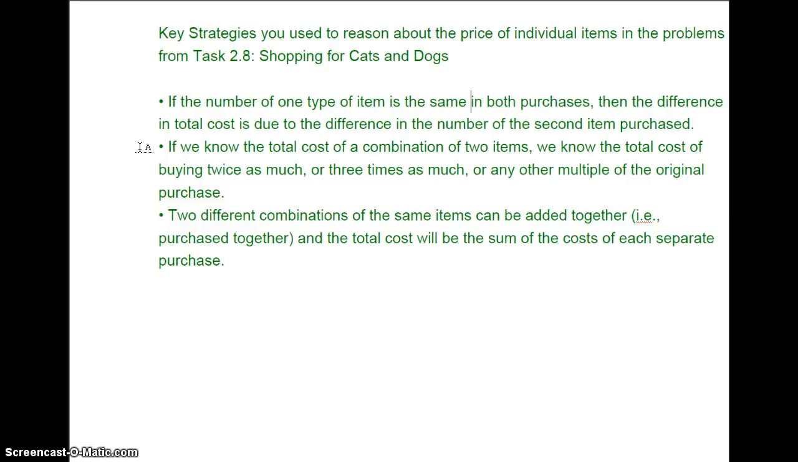You also know that if we know the total cost of a combination of two items, we know the total cost of buying twice as much, or three times as much. So if I buy 2 bags of Brutus Bites and 3 bags of Lucky Licks, and that's $42.50, and I double everything, buying 4 bags of Brutus Bites and 6 bags of Lucky Licks, since I've doubled both of those, I'm just going to have to double how much I paid. So that's a fact.